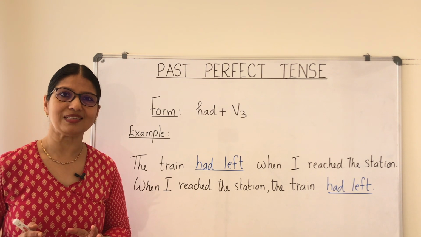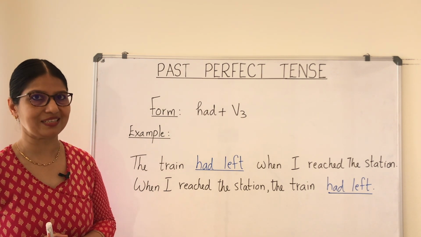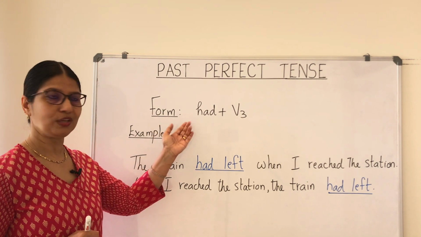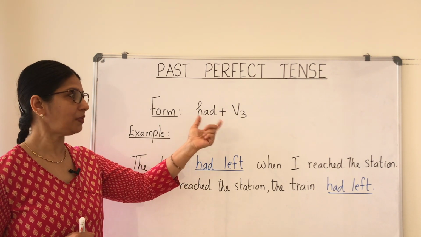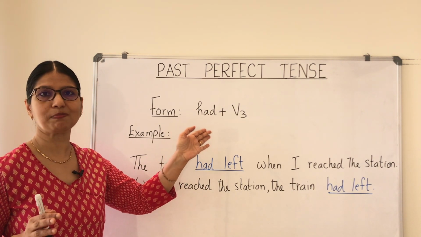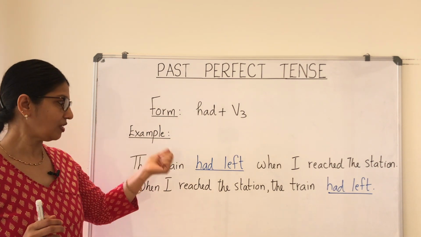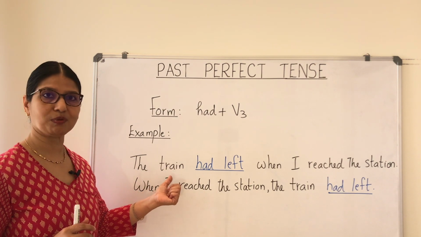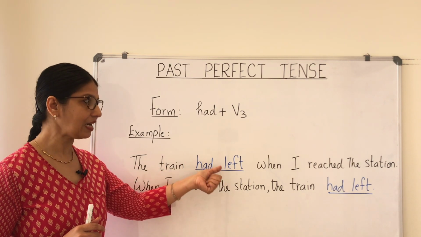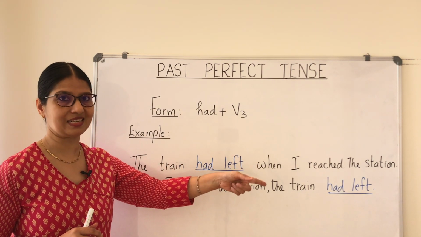Let me give you an idea of the form of the past perfect tense. So here is the form. You have had plus verb 3. Verb 3 means the past participle form of the verb. So here you remember the example we had with the help of the timeline, and here you have it on a board. The train had left when I reached the station.